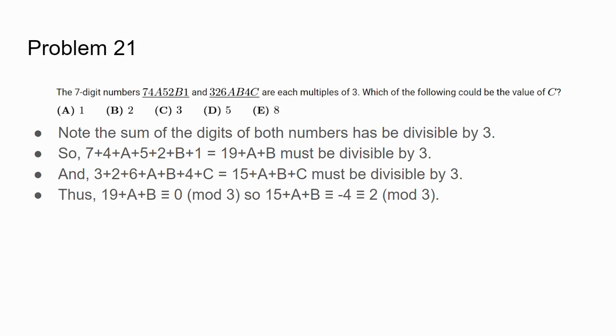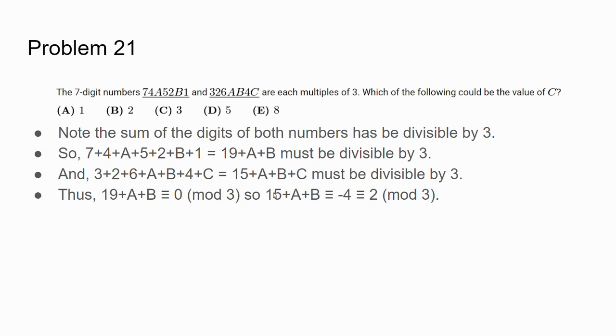Thus, 19 plus A plus B must be congruent to 0 mod 3, and so 15 plus A plus B must be congruent to -4, which is congruent to 2 mod 3. Now a little reminder on how mods work. A congruent to B mod C means that when you divide A by C, you're left with a remainder of B. So since 19 plus A plus B is divisible by 3, we're left with a remainder of 0.